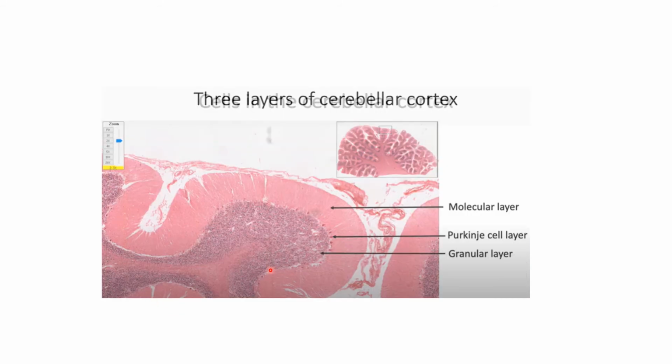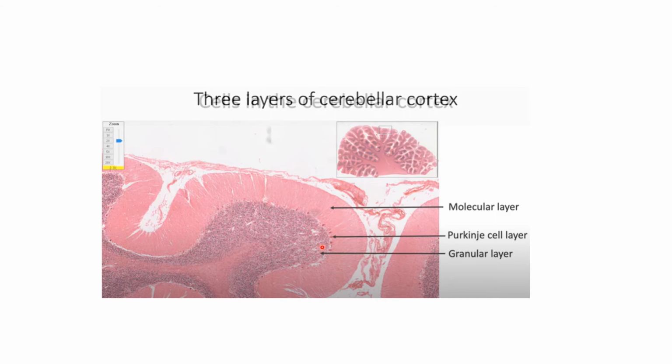Now there are 3 layers, so less to remember. There were 6 layers in the cerebrum. Here we have only 3 layers: the plexiform, now called the molecular layer, the Purkinje cell layer, and the granular layer. And we have the molecular layer.